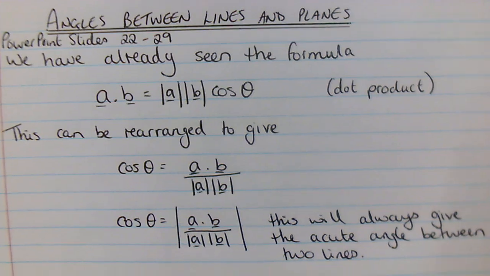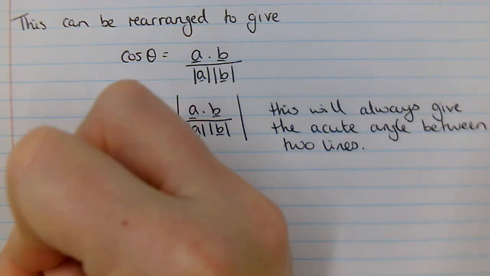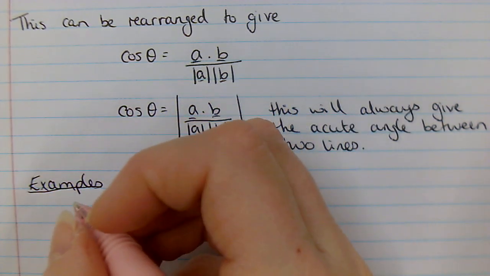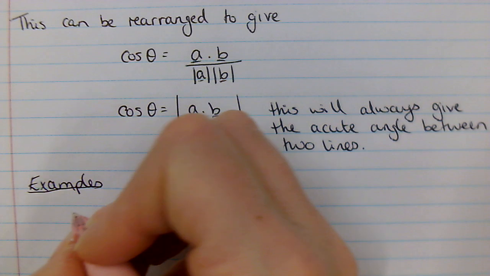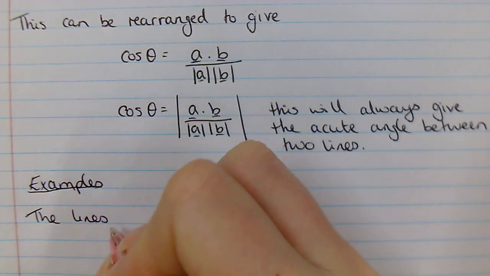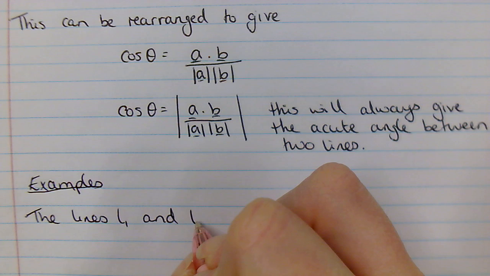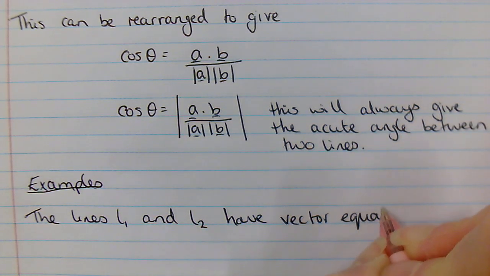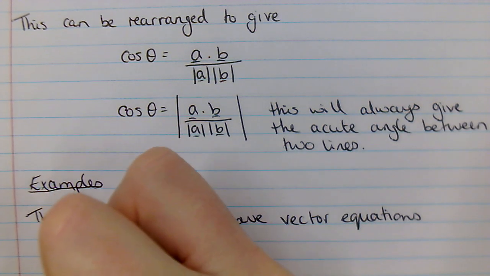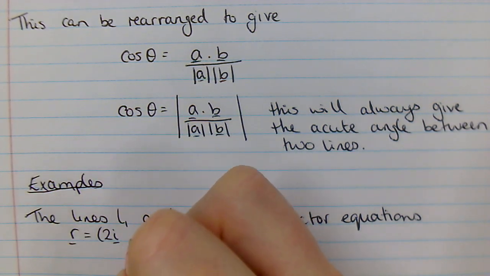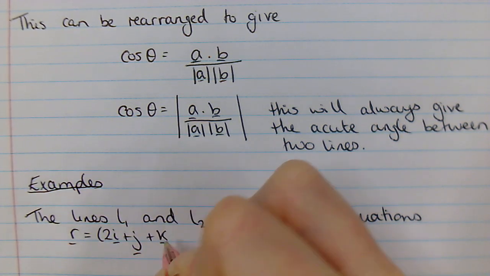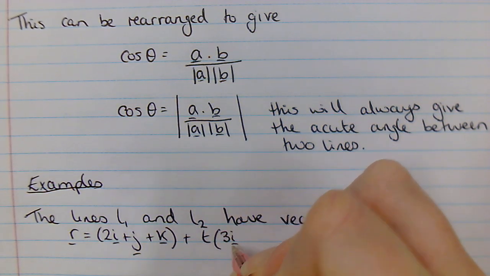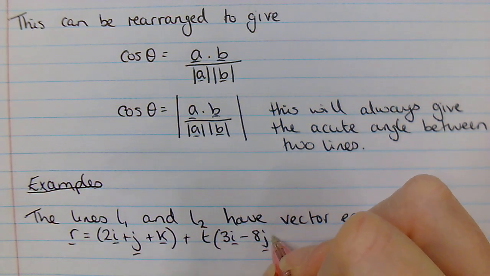Okay, so if we take an example, I'm going to do the examples that are on the PowerPoint and just talk you through them so that you've got my explanation to go with it as well. So the first example on the PowerPoint is: the lines L1 and L2 have vector equations r equals 2i plus j plus k plus t(3i minus 8j minus k).